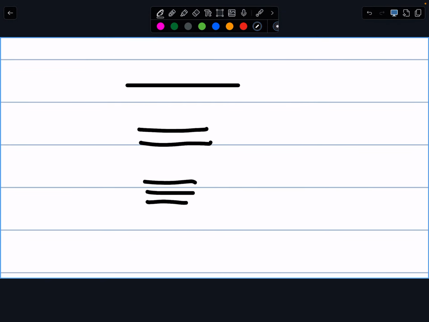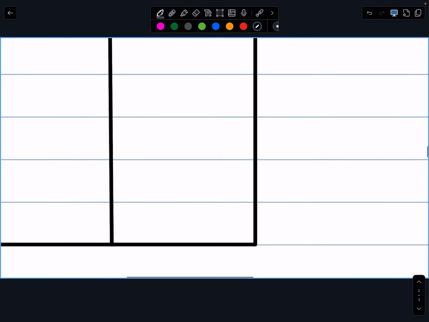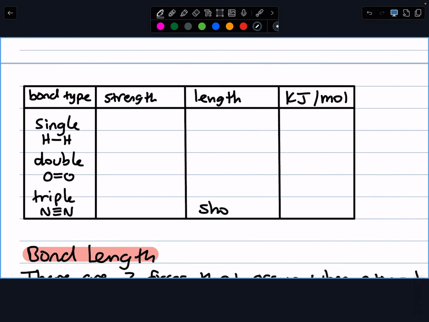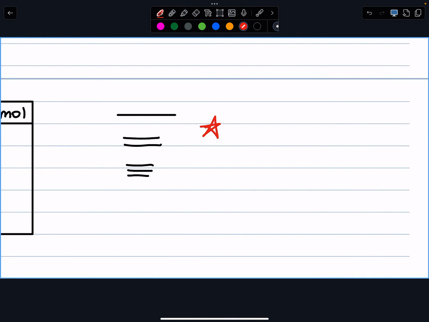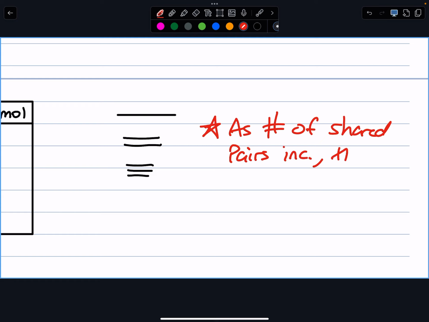So which bond is the shortest? I'm going to put that here. My length here, this is the shortest one. And which is the longest? The single. What if I told you that as you increase the number of shared pairs, your bond strength increases? Let me write that down. As the number of shared pairs increases, the bond strength does what? Also increases. Oh my god, I cannot write. How do you spell strength? Strength. There we go. Bond strength increases.